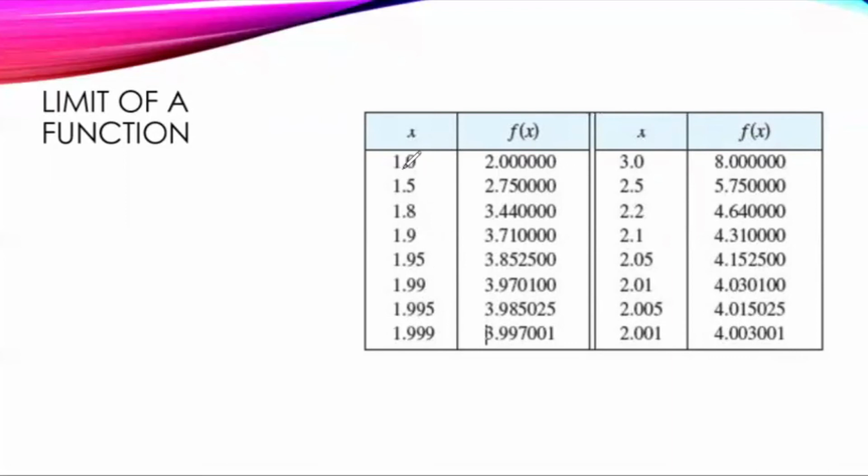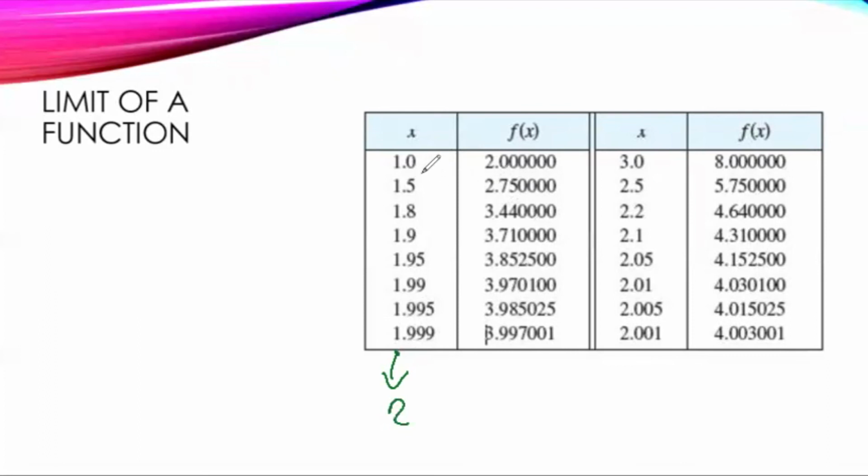Let's say 1.0, 1.5, 1.8, 1.9, 1.95 up to 1.999, which is close to 2, right? Because we want to let the points from the left of 2, very small numbers, approach the value of 2 from the left. So this one approaches 2. What happened to the function values?